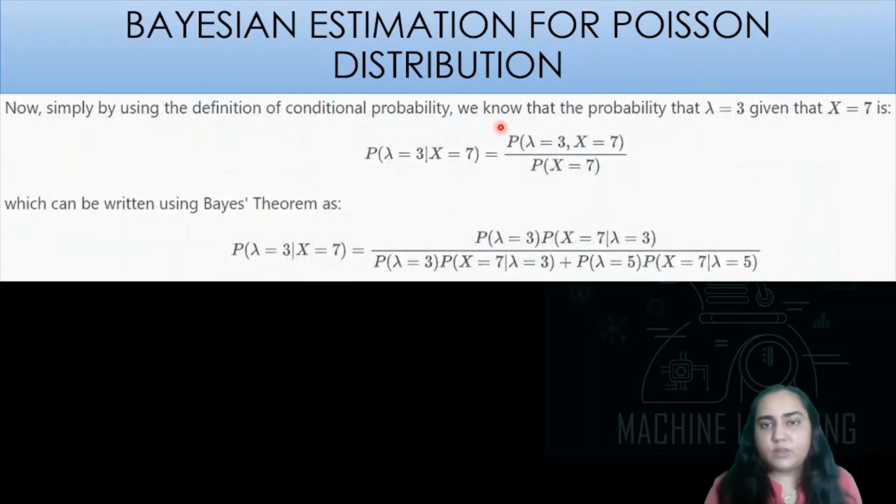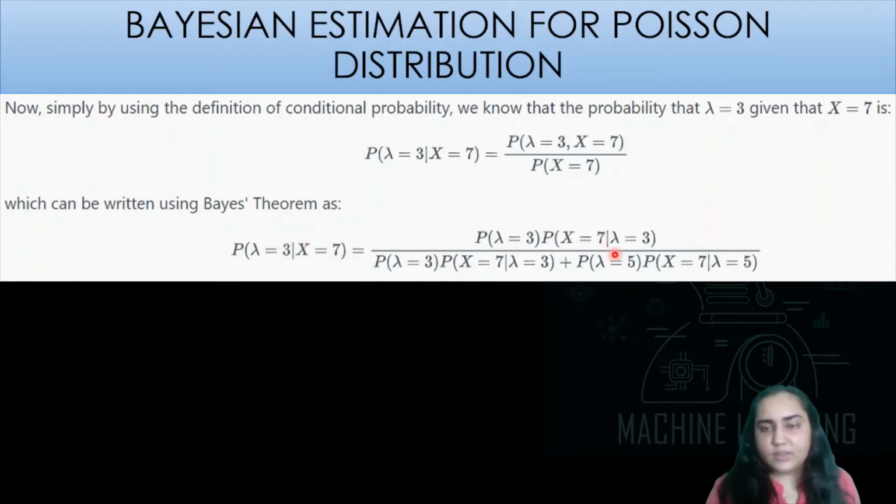So simply by using the definition of conditional probability, you could write like this: P of lambda equal to 3 given x equal to 7. X is the parameter that you just observed. This will be P of lambda equal to 3 comma x equal to 7 upon P of x equal to 7. So what you see on top is the joint probability. And using Bayes' theorem, you could write this like this, which is simply inverting what you have here.